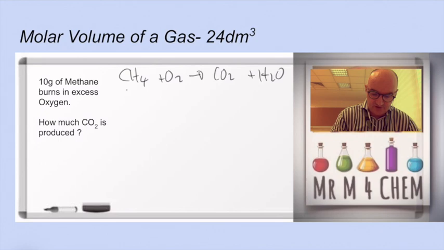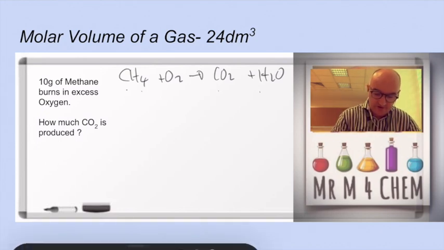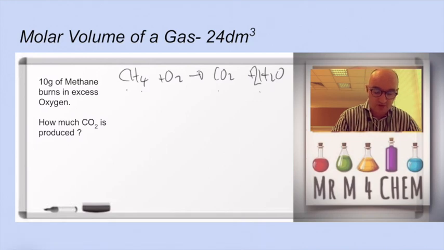Now I've got 4 hydrogens. Now I've got 2 oxygen. 2 oxygen is 4, 2 there, so it's 2 oxygen. Happy days. How much CO2 is produced?